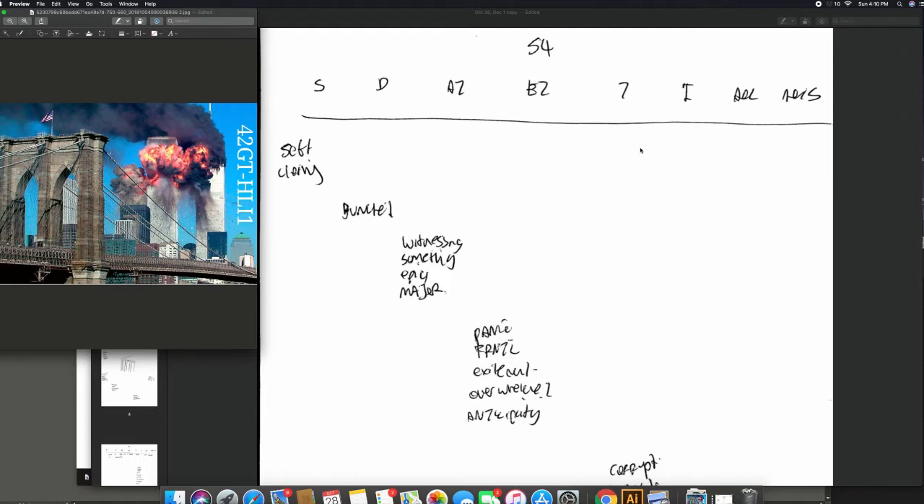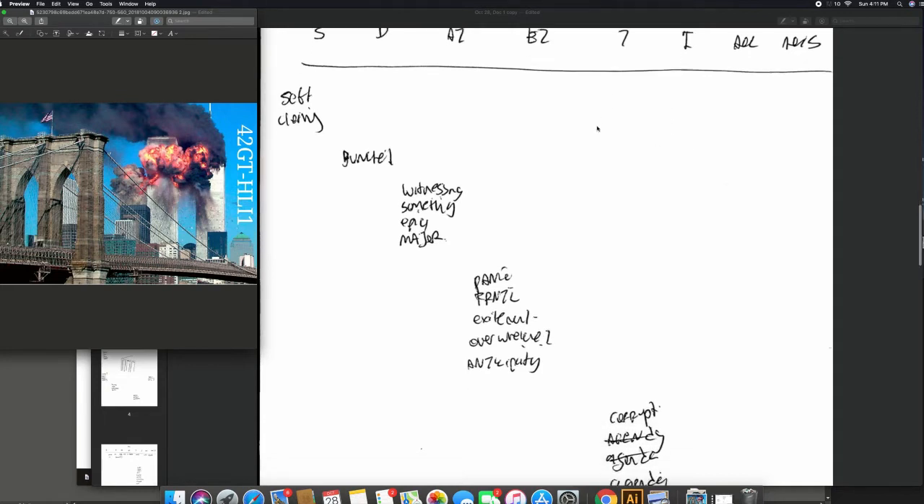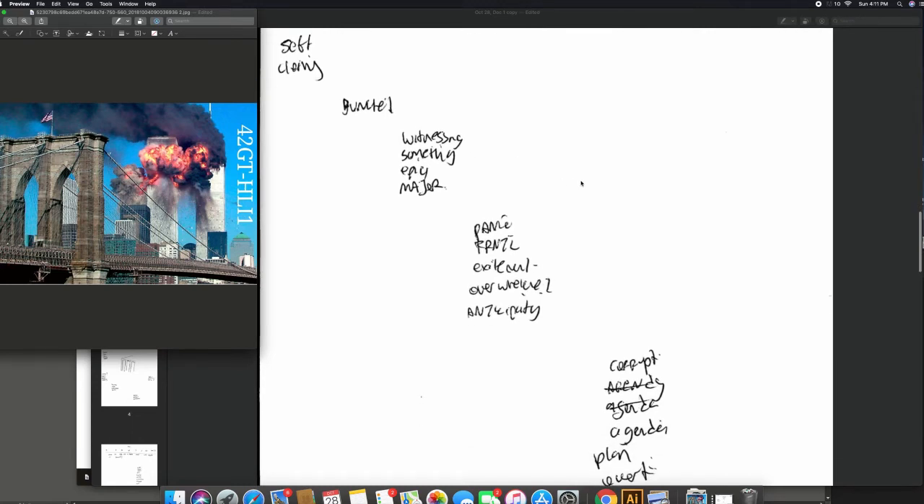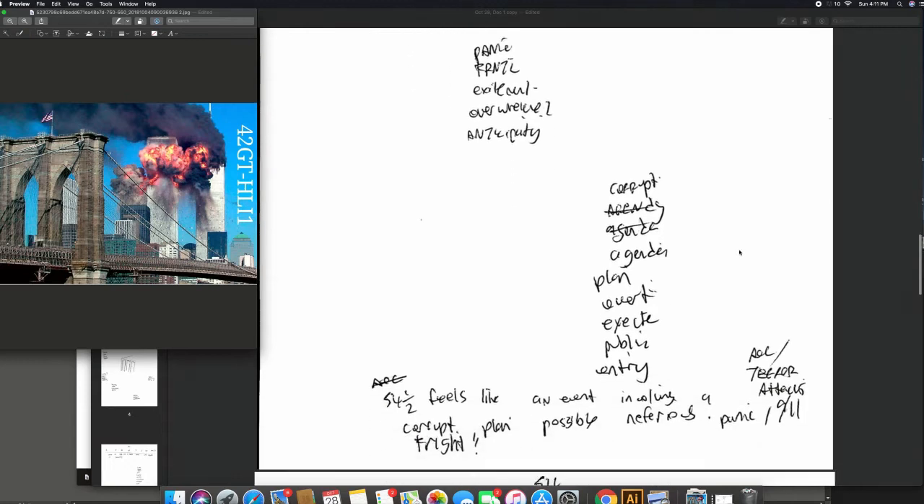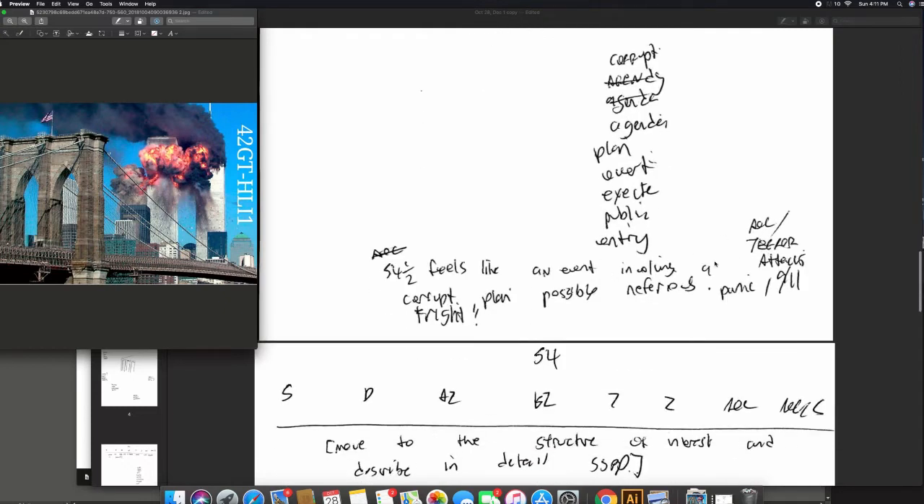This is where we start extracting more detailed information, higher level concepts. We can move around the target. So I had a sense of witnessing something epic or major. There were emotions of panic, frantic, excitement, overwhelming. There's a sense of anticipation. I was getting conceptuals relating to a corrupt agenda, a plan, an overt plan to excite the public. And I had an AOL here of terror attacks, 9/11.